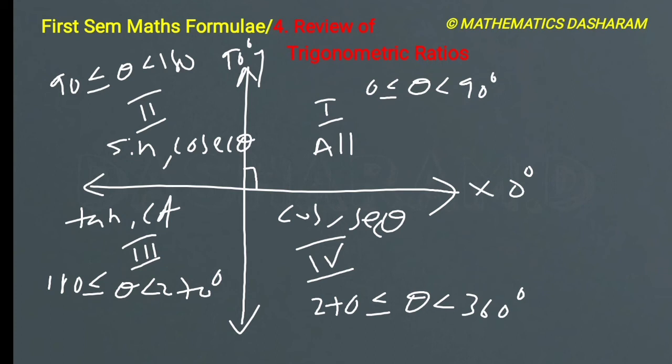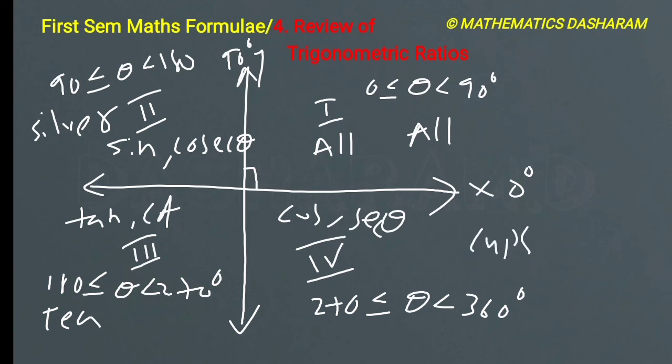So to remember easily, first quadrant is all, second quadrant is called silver, third quadrant is called tea, and fourth quadrant is called cups. All silver tea cups. Otherwise, all students take coffee. So in this way you can remember very easily.